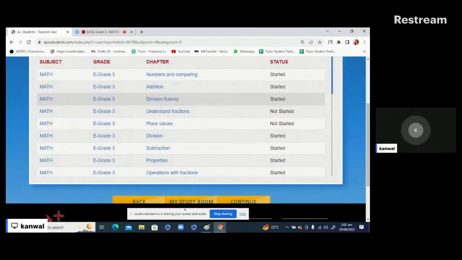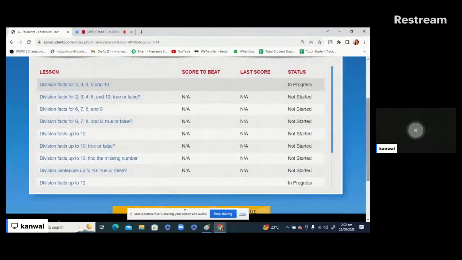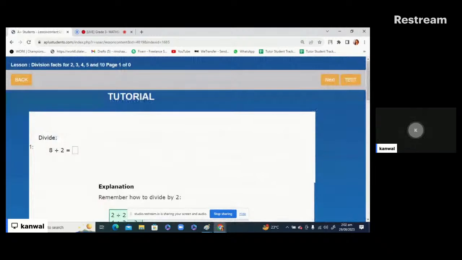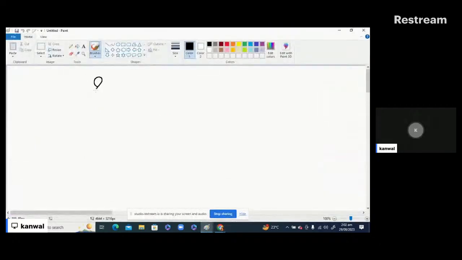So here is the chapter name, that is division fluency. Let's open the first lesson and start. So here is the question: we divide 8 over 2. So let's solve. How can we divide 8 over 2?